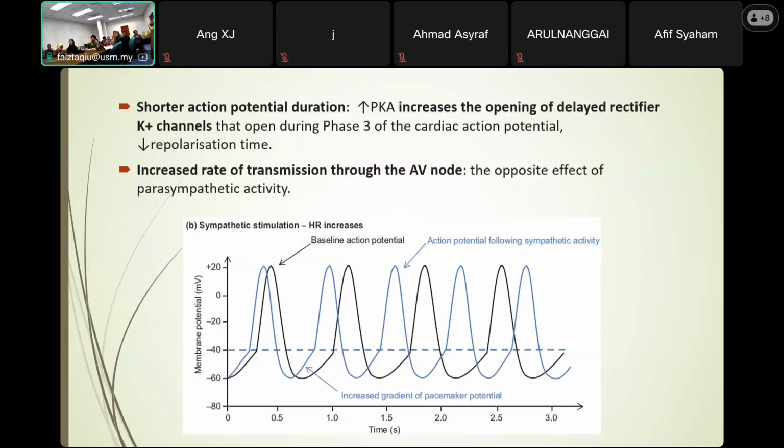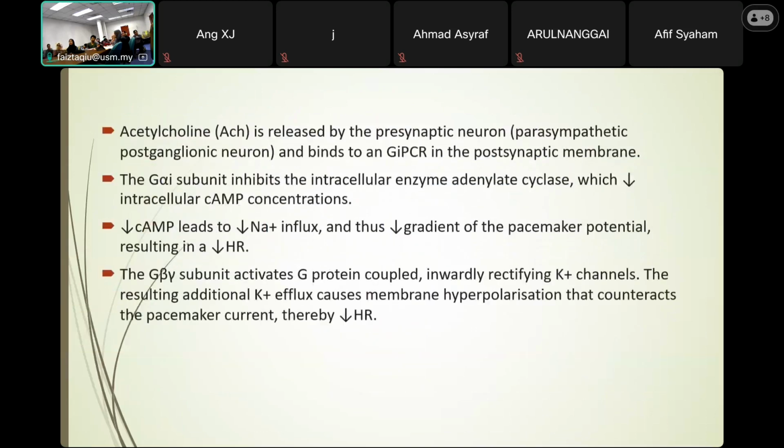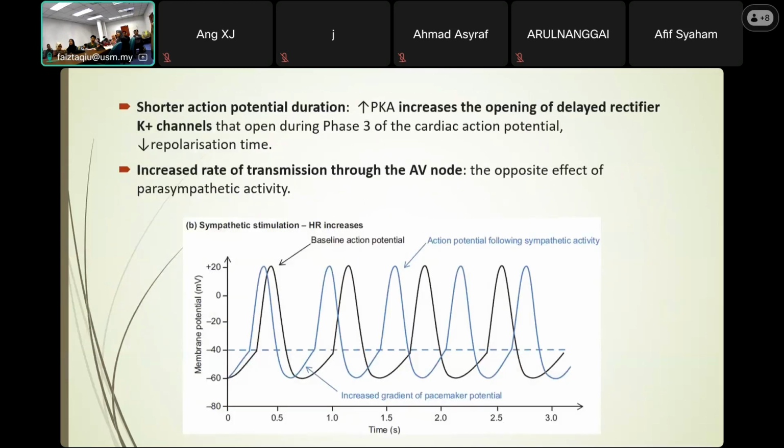Okay, how many more slides? Almost, okay. Just you give a summary of the parasympathetic.